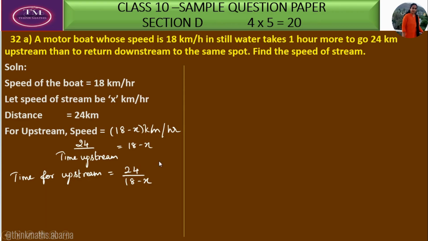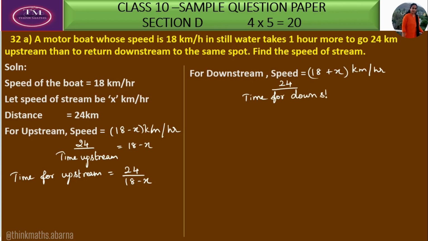In the same way, we have to find the time for downstream. For downstream, speed is equal to 18 plus x. The formula for speed is distance by time, and the distance is the same for both. So speed equals distance by time for downstream, which is equal to 18 plus x. If you cross multiply, the time in the denominator goes to the numerator on the right-hand side, and 18 plus x comes to the denominator. So time for downstream will be equal to 24 divided by 18 plus x. This is the second equation, and we will note the earlier one as the first equation.